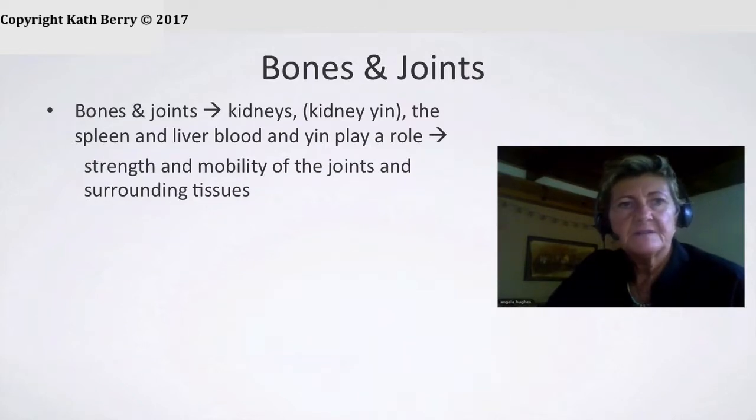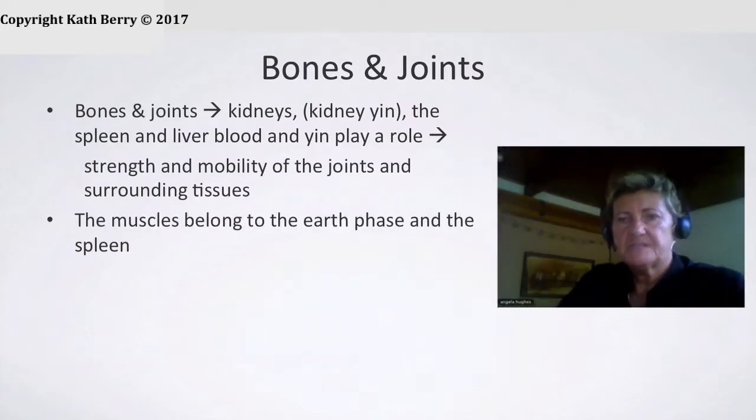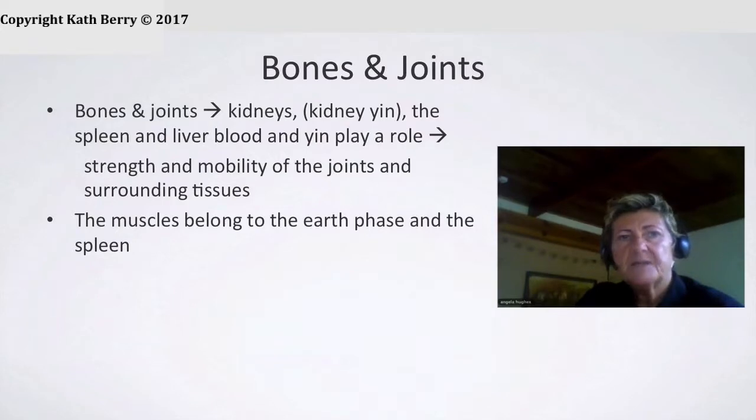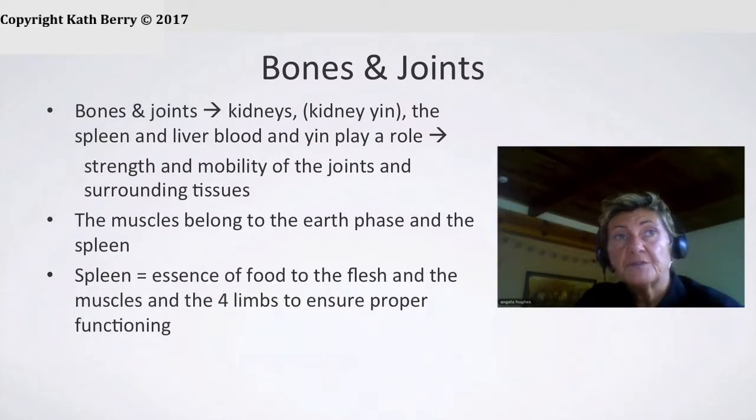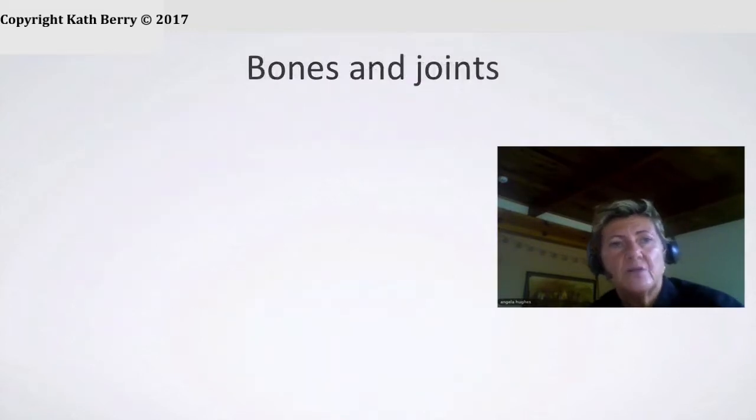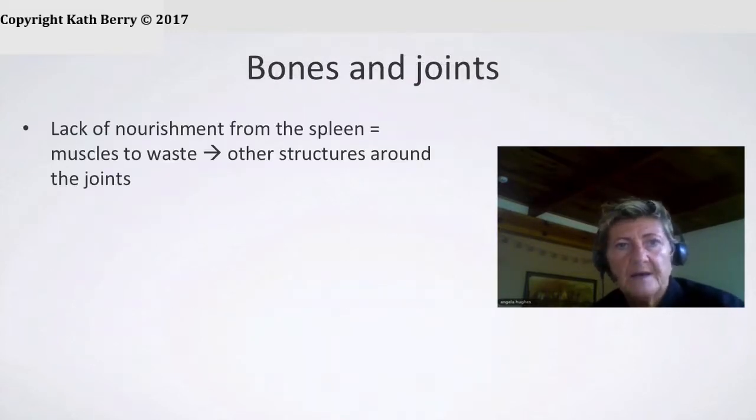So specifically, the muscles belong to the earth phase, as we said, and the spleen brings the essence of the food to the flesh and the four limbs and the muscles. A lack of nourishment from spleen qi deficiency is going to cause the muscles to waste, and it's also then in turn going to affect the other structures around the joints.